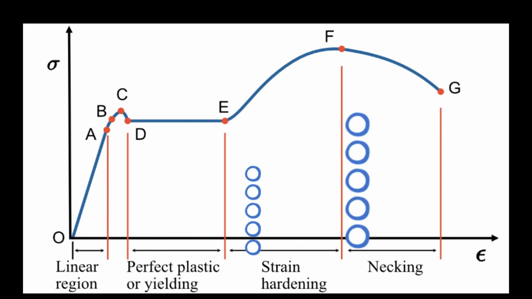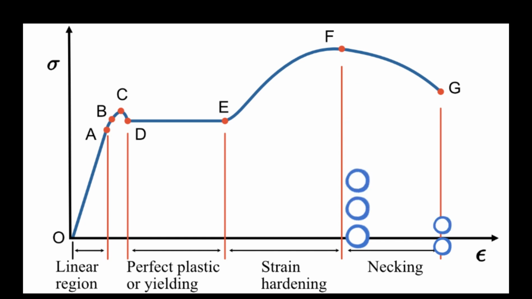EF region. 1. It is the strain hardening zone. 2. In this zone, the material starts offering resistance against deformation. This is because of a change in the crystalline structure of mild steel.